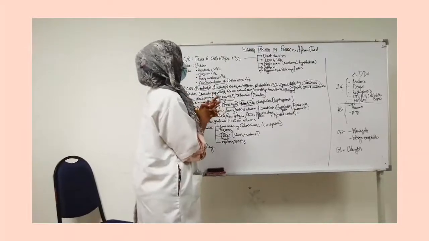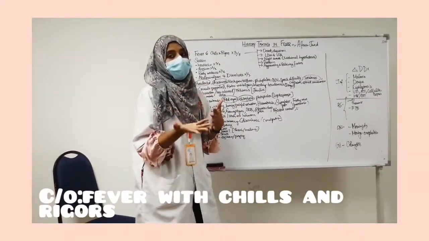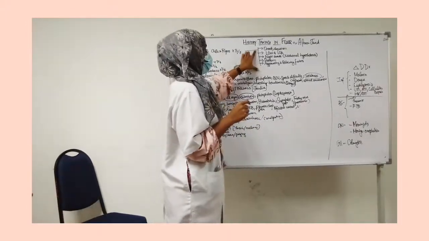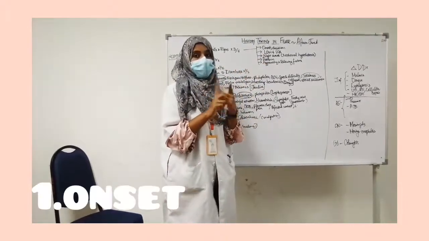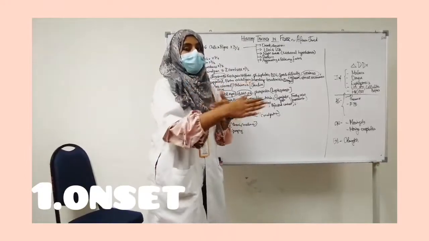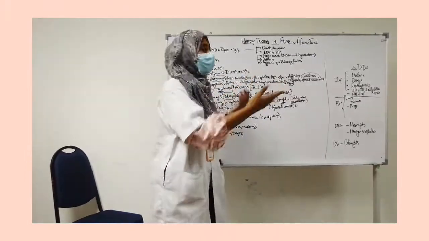The chief complaint of my patient was fever. While presenting the case, you need to say with or without chills and rigors. The patient might not directly tell you about it. So these are the things you need to ask about the fever itself. First is onset. You need to ask if the patient had the fever suddenly or of gradual onset, like initially the fever was less and then it got worse.